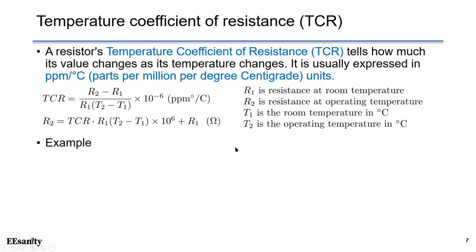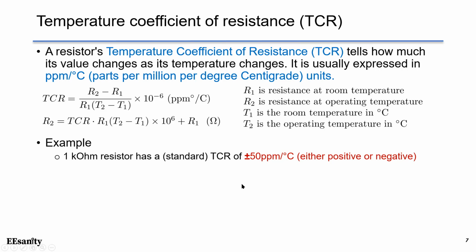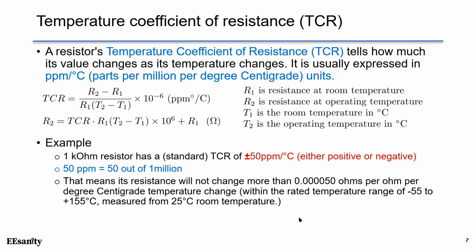Here, let me give you an example. Assume we have a 1 kilo ohm resistor with TCR as 50 ppm per degree C. Notice that the ppm could be either positive or negative. That means the resistance can go up or down as the temperature rises. 50 ppm is equivalent to 50 out of a million. That means the resistance will not change more than 50 out of a million per ohm per degree C over the temperature range from minus 50 degrees C to 155 degrees C in this case.